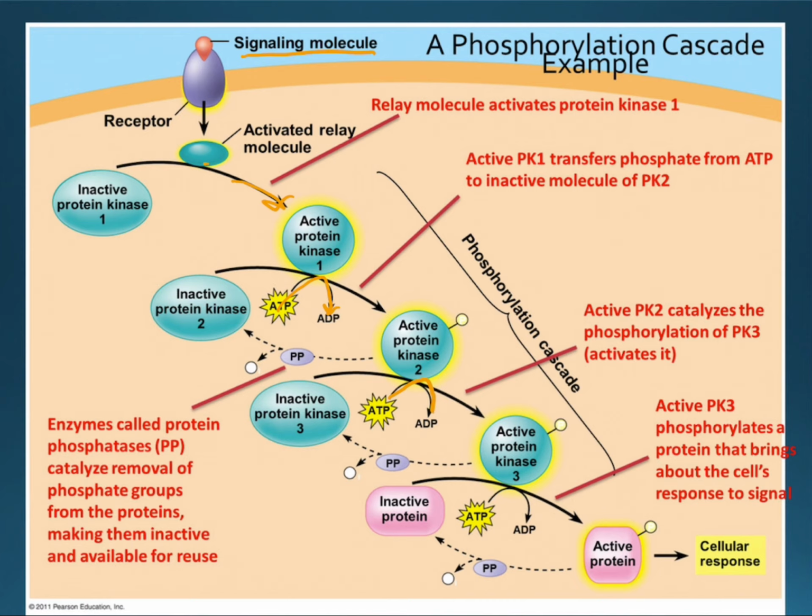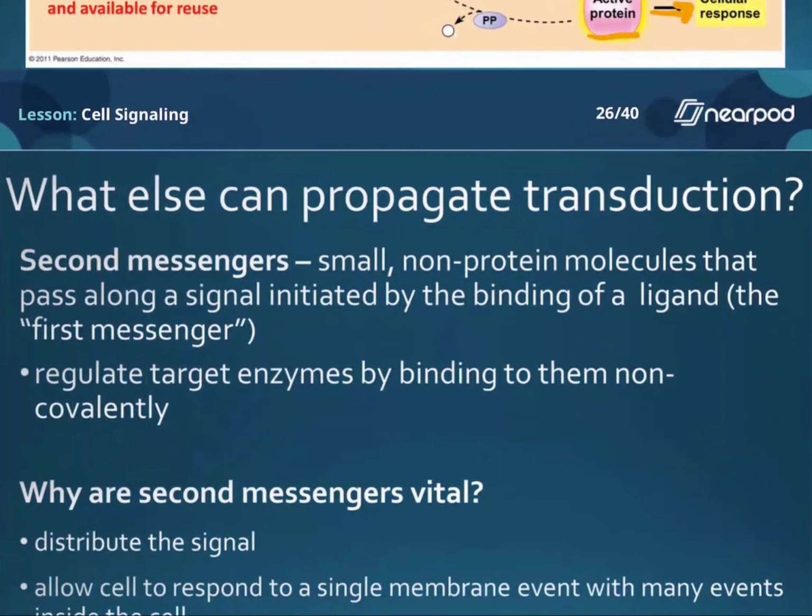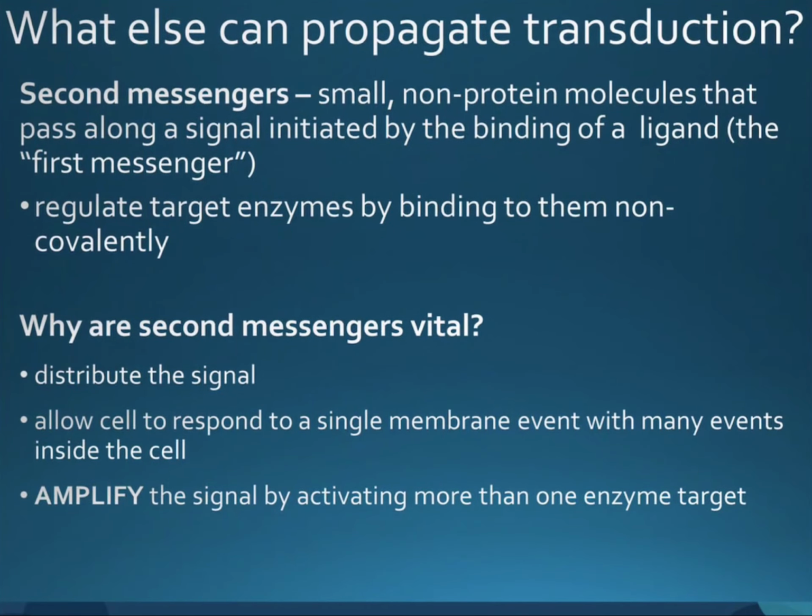So it's basically like a passing of a baton, right? We're passing this baton from one point to the next point, to eventually we end up activating some protein that's going to lead to some cellular response. So it's pretty involved. These processes are pretty involved. So what else can propagate transduction?